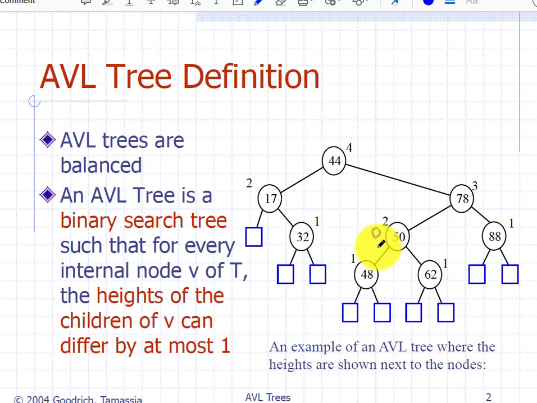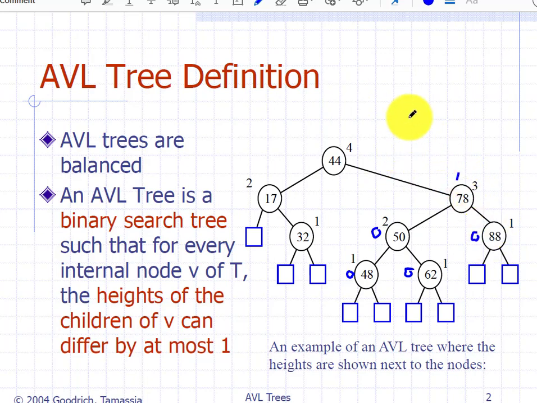So we got the height factor of 50. The height factor of 62 is 0 minus 0, which is 0. The height factor of node 48 is going to be 0. The height factor of 88 is going to be 0. Why? Because 0 minus 0 is 0. The height factor of 78 is not 0. The height of 50 is 2, the height of 88 is 1, so 2 minus 1 is 1. So the height factor of 78 is 1.